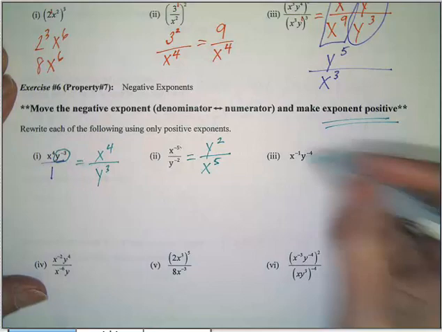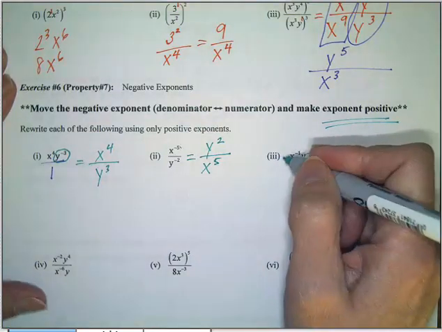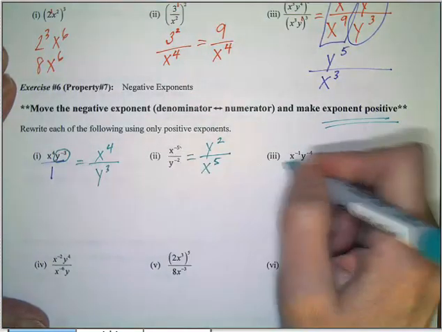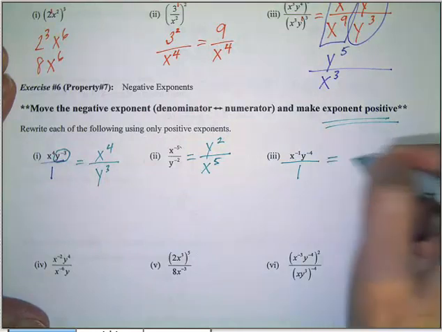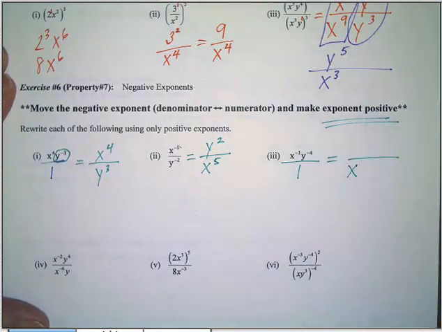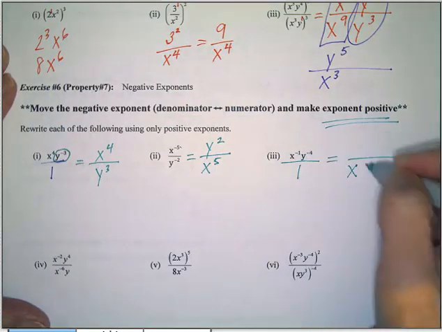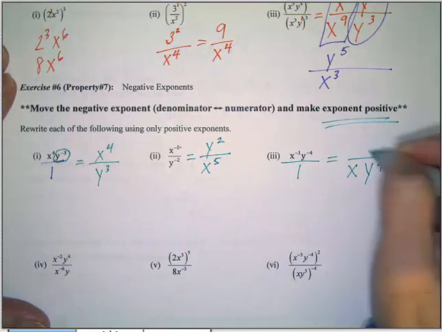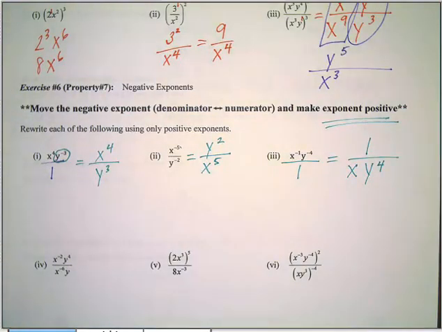In letter I, or the third one, it's just like the first one. My denominator is 1. So to make this exponent positive, I move it to the bottom. And I'm not going to write x to the first. I'm just going to write x. And y to the negative 4 goes to the bottom and becomes positive. Well, I have nothing on top, so I'm going to write a 1. I have to write a numerator of 1. I do not have to write a denominator of 1.